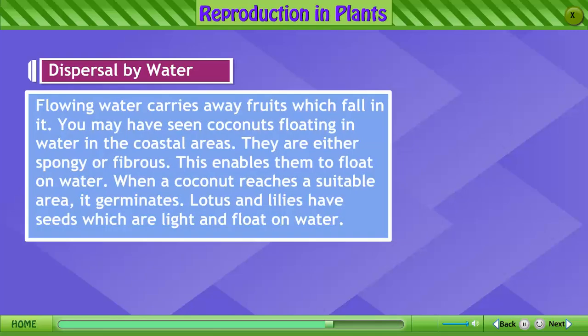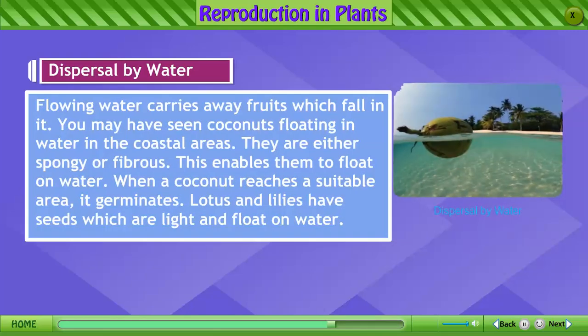Dispersal by water. Flowing water carries away fruits which fall in it. You may have seen coconuts floating in water in the coastal areas. They are either spongy or fibrous. This enables them to float on water. When a coconut reaches a suitable area, it germinates. Lotus and lilies have seeds which are light and float on water.